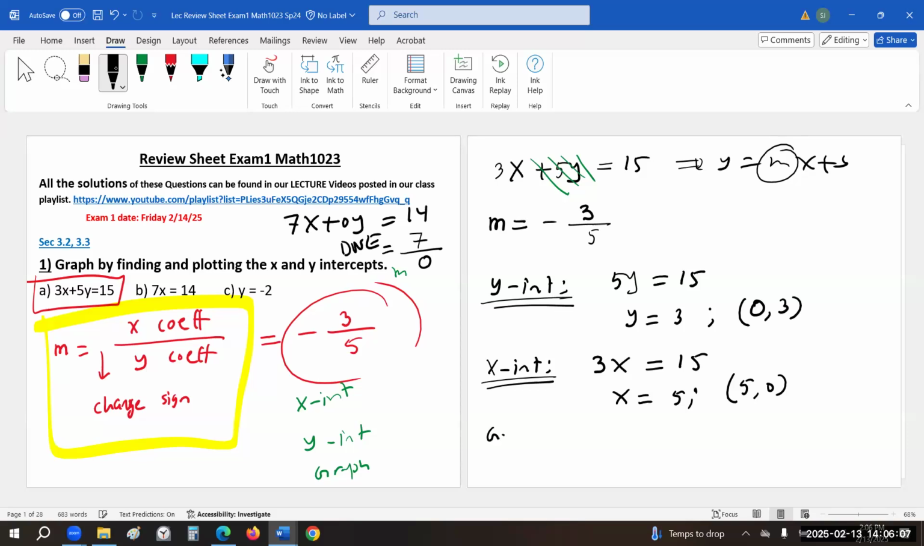Okay, so the last thing you need is the graph. Your y is 3 somewhere here, your x is 5 somewhere here, and then you connect them with a straight line. For the shortcut for the slope, whichever sign you get from x over y, change it. Negative x positive 5y? Then it will be positive 3 over 5. Whatever the overall sign is, you're going to change it.